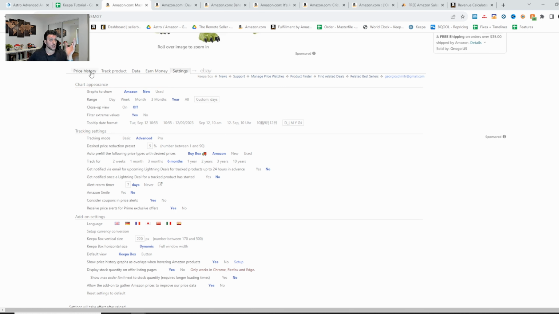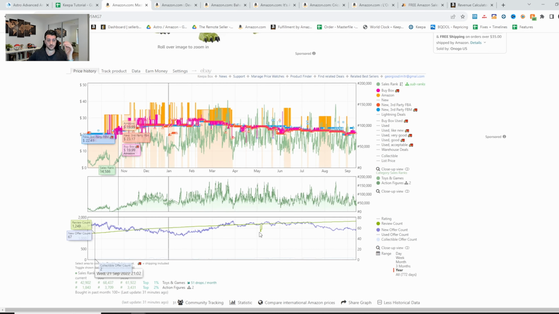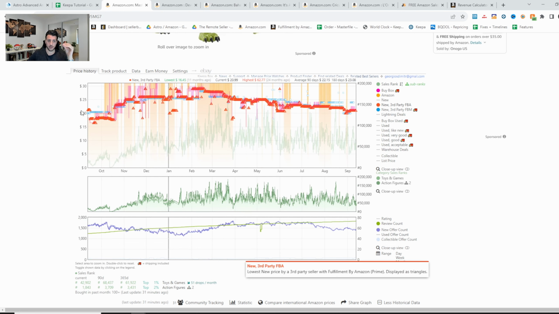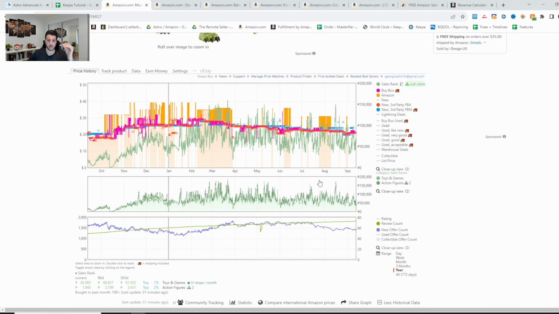Now let's jump back to the price history. Okay, so price history, this is what we see here. Now this one here, the first chart, is very important. The second chart is pretty much useless. And the third chart is important again. So let's go over this first chart.